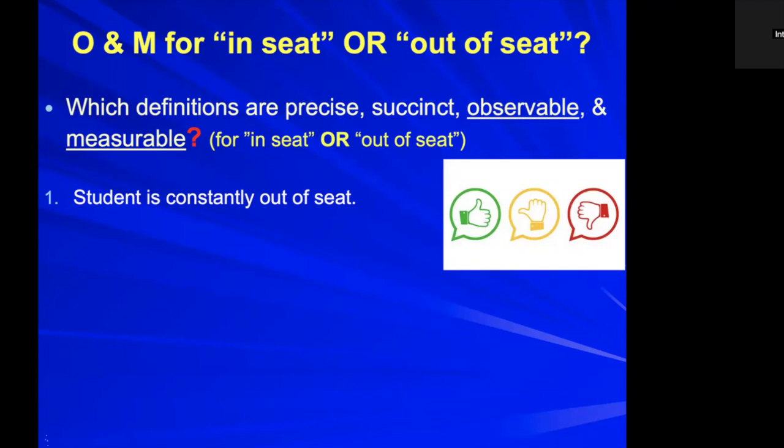So how about this first one here? And this is something you should just answer in your head. If you'd like to answer it by placing your thoughts into the chat box, certainly feel free to do so, but not necessary. So a student is constantly out of the seat. What are you thinking? Precisely defined? Observable? Measurable?